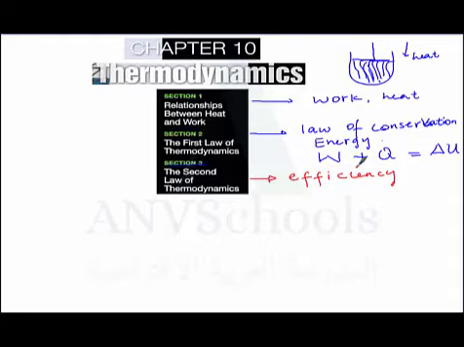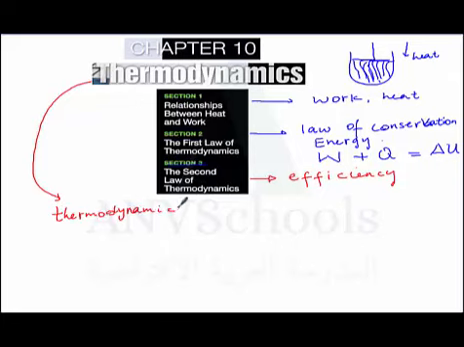But before that, thermodynamics is a branch of physics that deals with thermodynamic activities. There are processes that take place, and such a process is called a thermodynamic process.